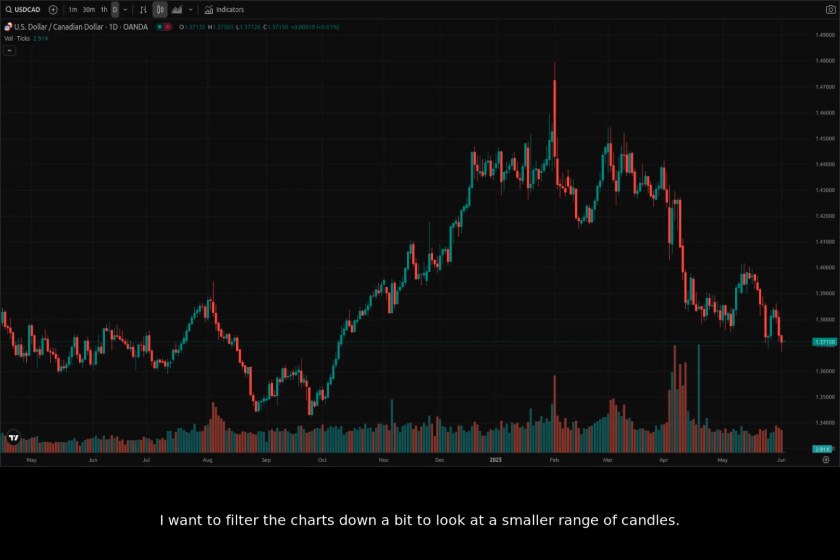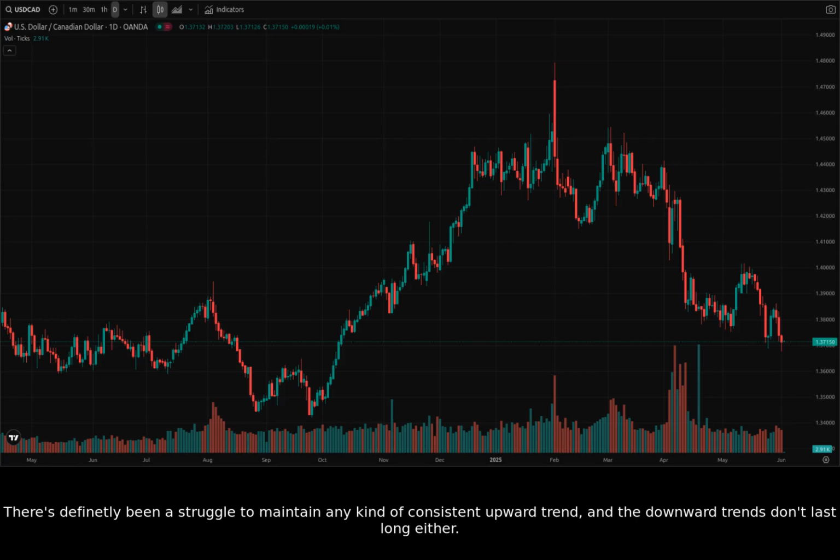I want to filter the charts down a bit to look at a smaller range of candles. We'll focus on the more recent price action between January 2025 and today. Let's zoom in on the price action from the beginning of 2025. Looking at the specified date range, we can see quite a bit of choppiness. There's definitely been a struggle to maintain any kind of consistent upward trend, and the downward trends don't last long either.